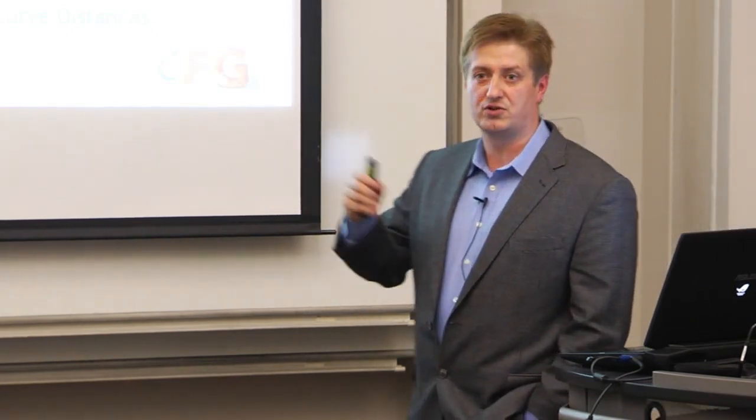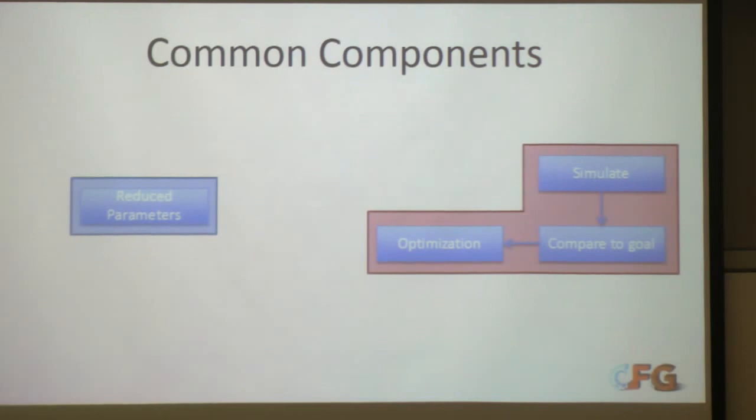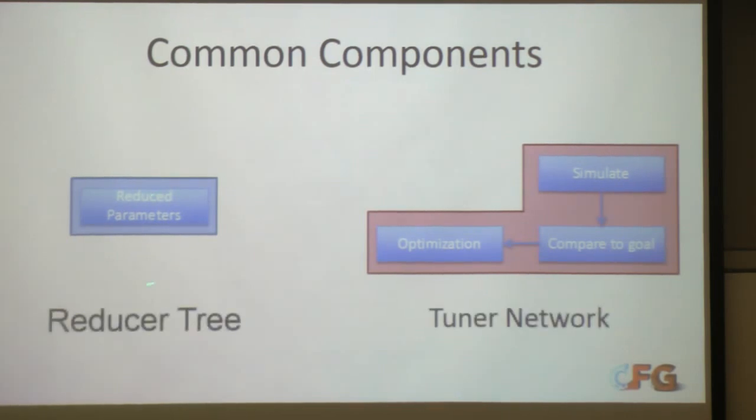Can we build a small set of common components for these reduced parameters to construct the space of these reduced parameters? In order to deal with this, we have come up with two different data structures. The first data structure is the reducer tree, which allows you to parameterize the space of the solutions. And then the tuner network encapsulates the whole optimization and simulation process.